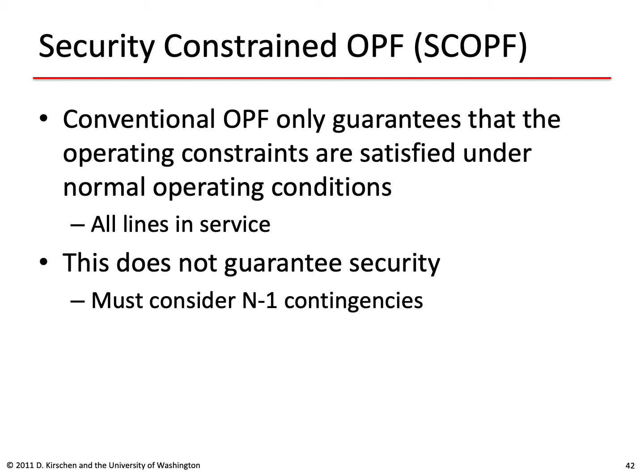The conventional OPF that we have just described only guarantees that the operating constraints are satisfied under the normal operating conditions. For example, it assumes that all the lines are in service and will remain in service. Now, this does not guarantee security. To guarantee security, we must determine an operating condition that remains stable after any N-1 contingency. And that leads to the definition of what's called security constraint OPF, that considers not only the base case conditions, but also security constraints that reflect these N-1 contingencies.